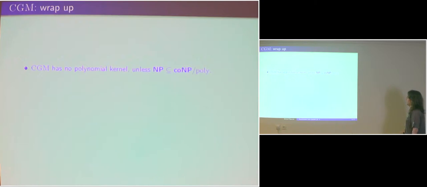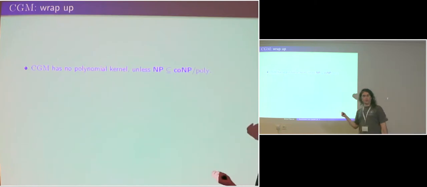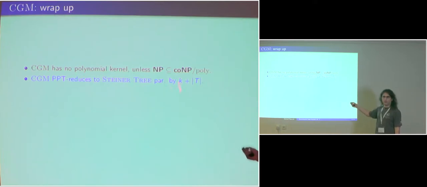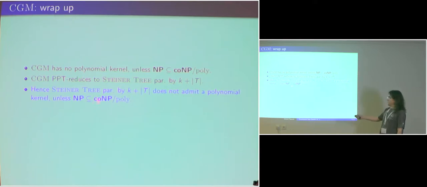Good. So this is the wrap-up already. Colorful graph motif doesn't have a polynomial kernel. We have proven this by a trivial composition. Then it reduces to STEINER tree parameterized by k plus t, because in the target instance the number of terminals and the budget are both input parameters. So k plus t is actually 2k in the original terms. And hence STEINER tree doesn't have a polynomial kernel unless bad stuff happens. Because if it had a polynomial kernel, then the composition of the reduction and this would give a polynomial kernel for colorful graph motif. And that's the end of the story.